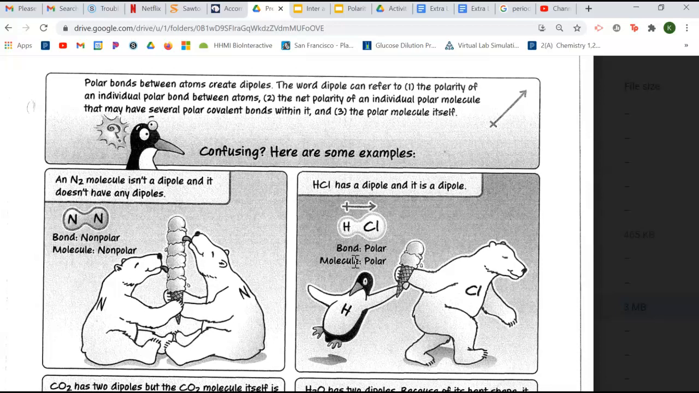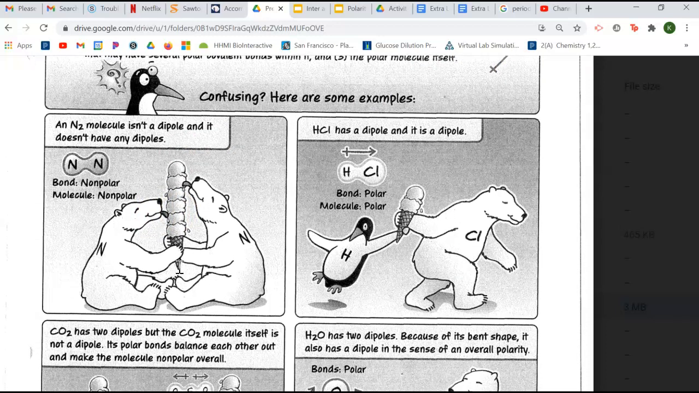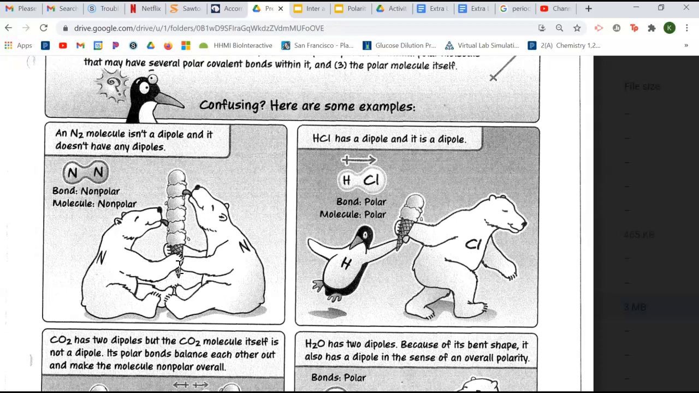So bonds between atoms create dipoles. The word dipole can refer to the polarity of an individual polar bond between atoms, the net polarity of individual polar molecules that have several polar covalent bonds within them, and the polar molecule itself. So you will notice that here we have an arrow. We literally have a vector to show that. So let's go ahead and take a look at some examples, and then I'll work through some examples.